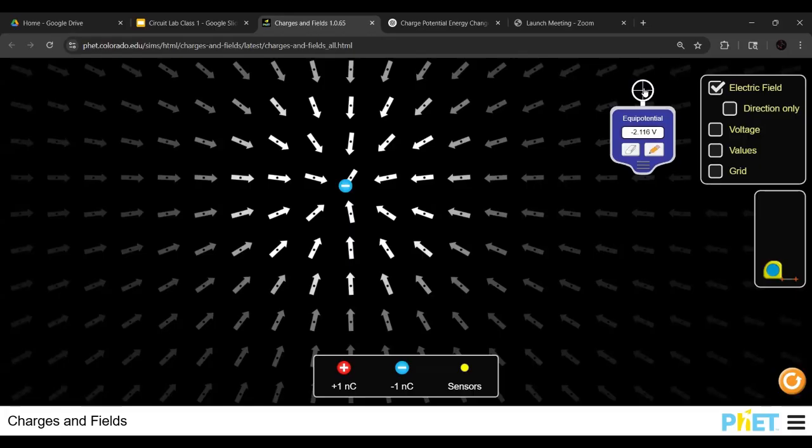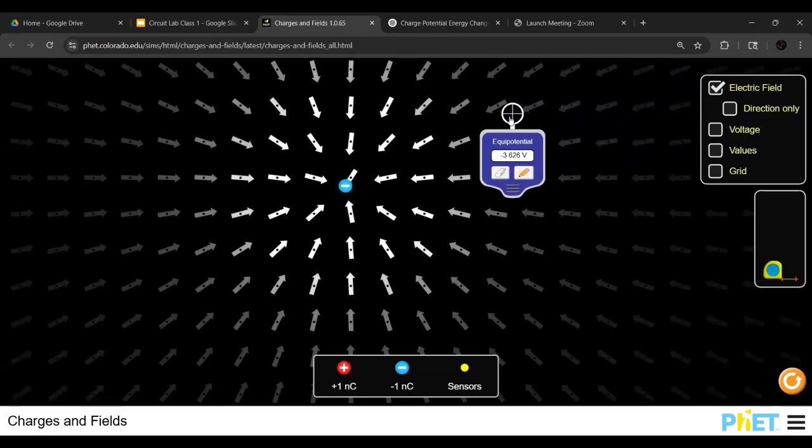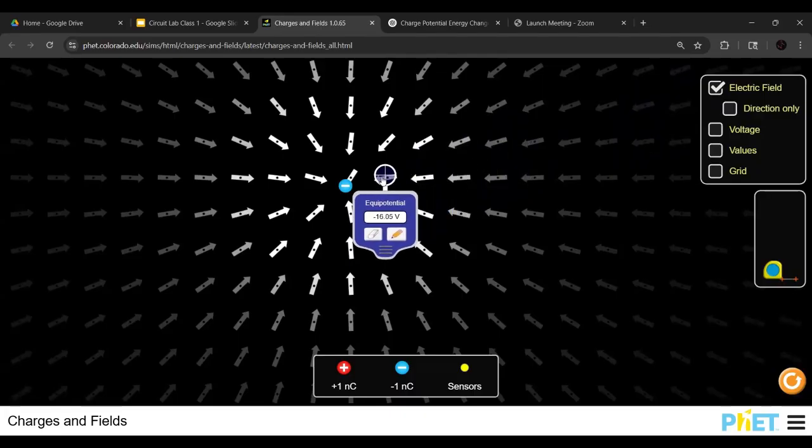I put a negative charge here. Far from the charge, I have a negative potential. As I get closer, it gets even more negative until it's super, super, super duper negative. So it is lowering, it's just getting more and more negative in this case, okay?